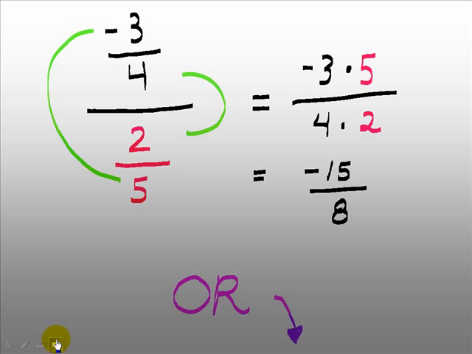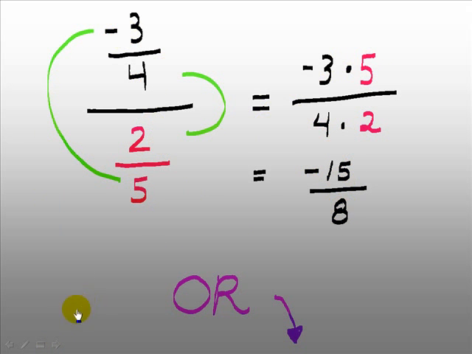Here's another example, one with a negative fraction in it, but it still works the same. My outers are -3 times 5, that goes up in the numerator, 4 times 2, that goes in the denominator, and I get -15 all over 8.